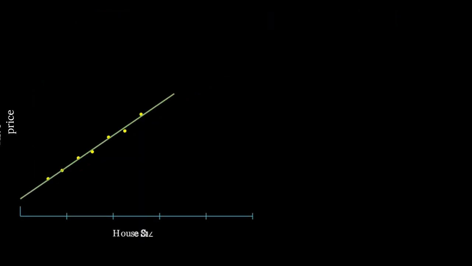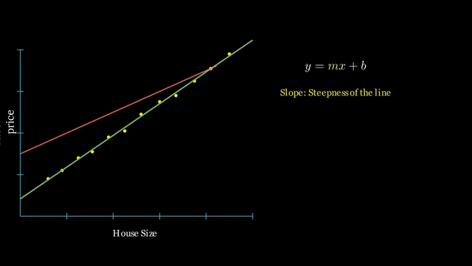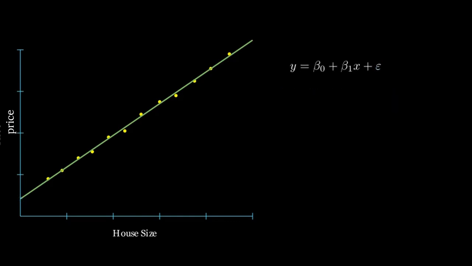You might remember the basic line equation from school, y equals mx plus b. But in statistics, we use a more descriptive version. Let's break this down piece by piece. Y is what we want to predict. In our case, the house price. x is what we use to make that prediction, the house size.